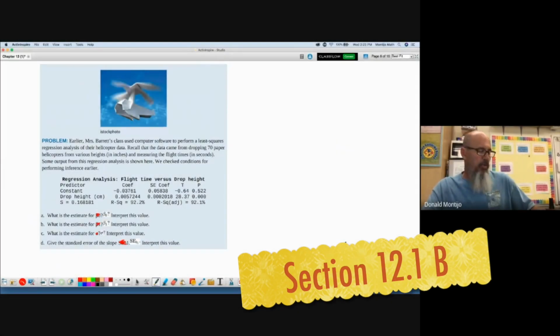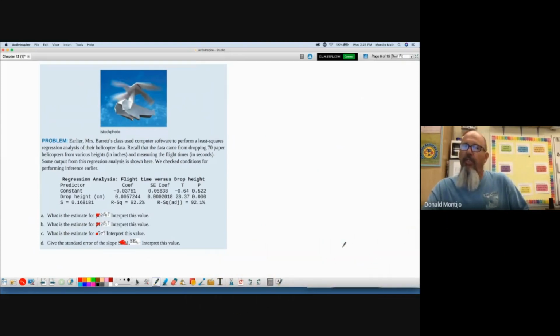Now, we need to be able to interpret what this is. So we're going to say, what do we use to estimate the true intercept? What do we use to estimate the true slope? What do we use to estimate the true standard deviation? And then what is the standard error of the slope? Okay, so there's a lot going on right here.